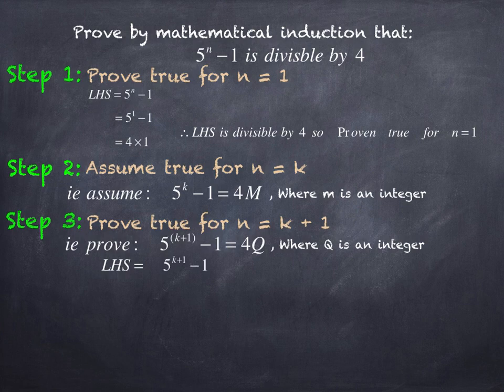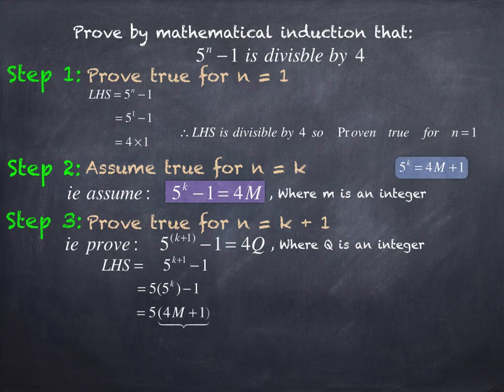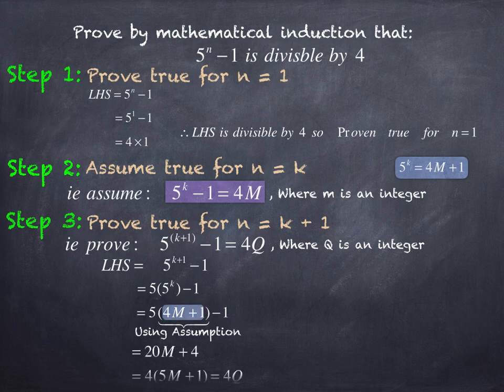Simplifying this is going to show us that if we rearrange our assumption, we can actually see that it equals 5k, shown here. So we can now use our assumption and sub it into our equations to simplify the statement. And then we see that it's all divisible by 4. Therefore, we've proven by mathematical induction.